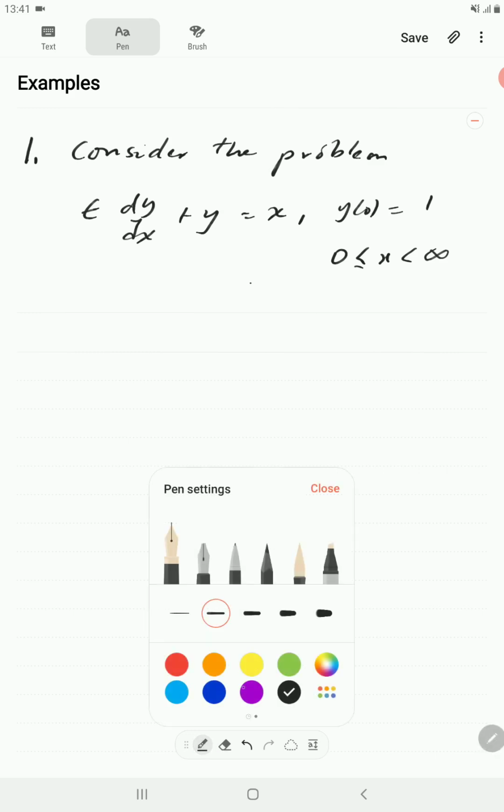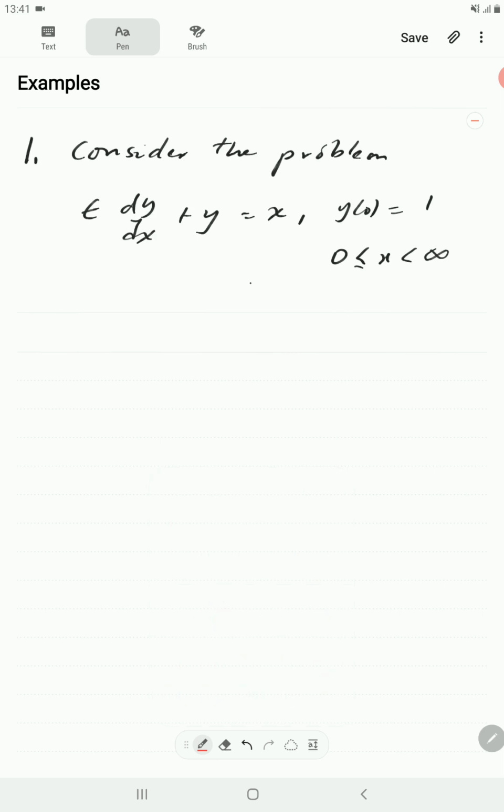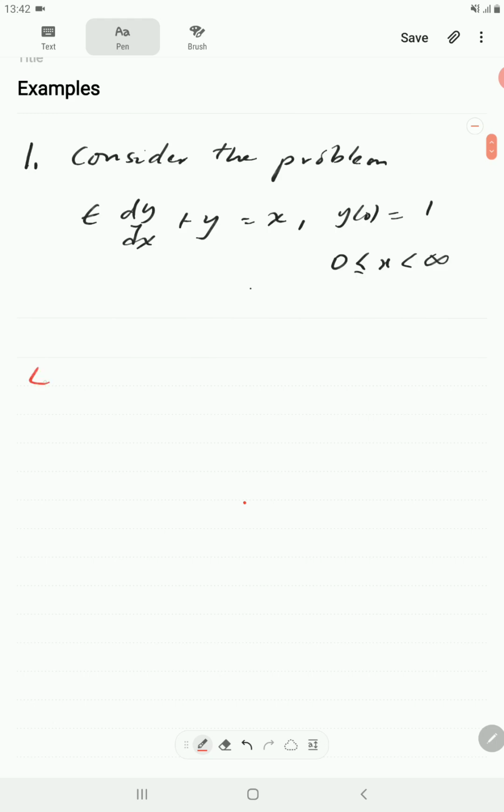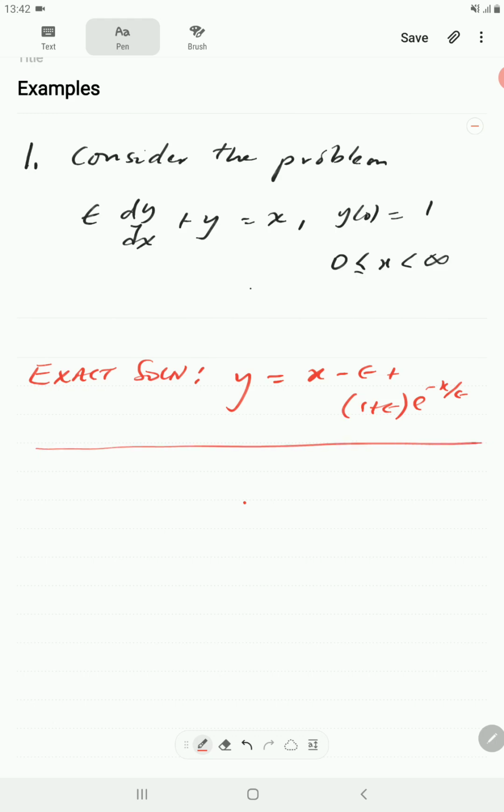Okay, we're going to start by noting that this problem can be solved exactly, and the exact solution is as follows. y equals x minus epsilon plus 1 plus epsilon e to the minus x over epsilon. So that's our exact solution here.